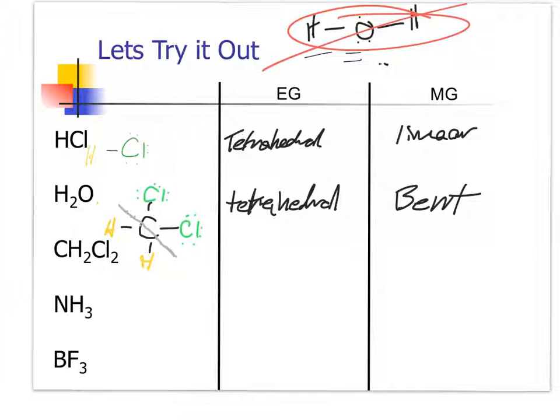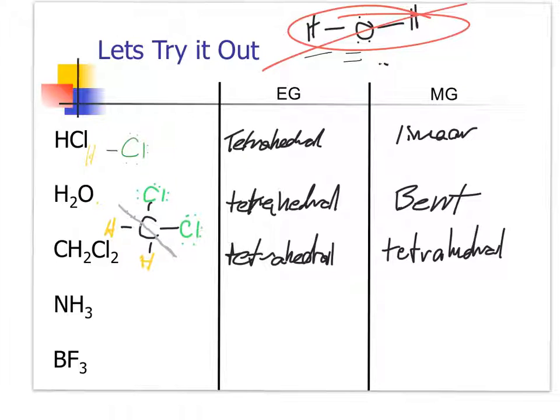And here I can see I have my tetrahedral shape again because I have 4 regions. And this time I also again have a tetrahedral molecular geometry. By the way, that was carbon, that was dichloromethane.